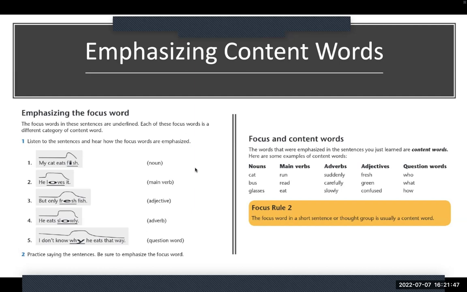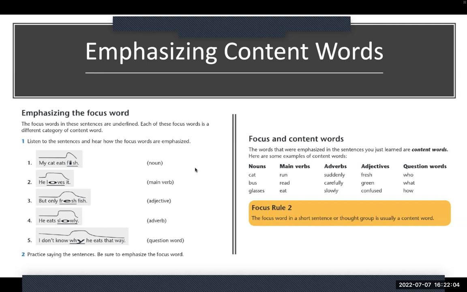He loves it, right? He loves it. The main point is that he loves. Loves is the main verb, obviously, in this case, but that is what provides the most information in the sentence. Everything else is kind of a little bit less, right?